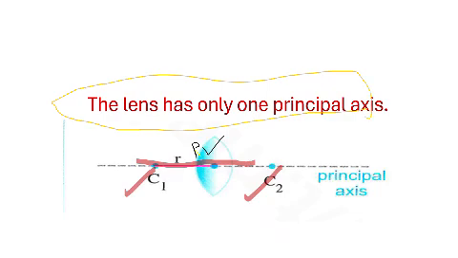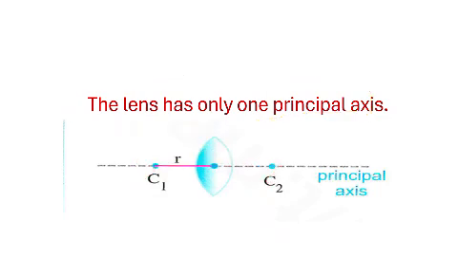Do you remember the spherical mirrors? Concave mirrors and convex mirrors also have only one principal axis. Each of them has only one principal axis.